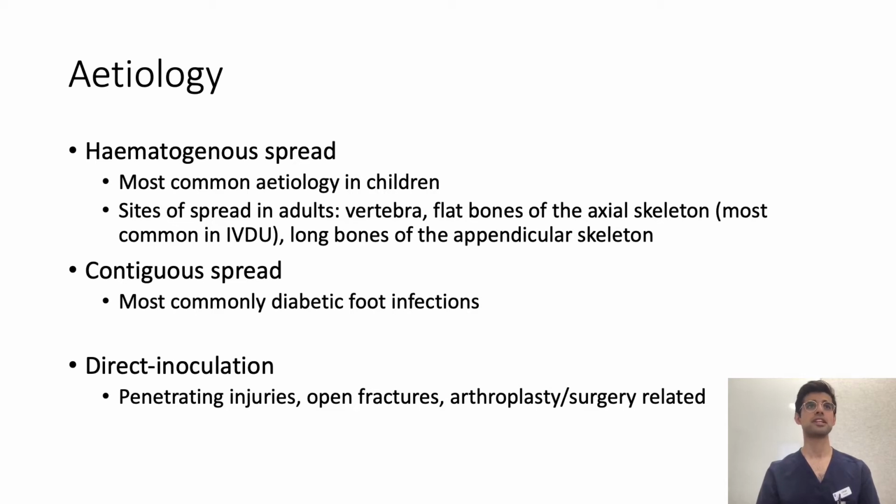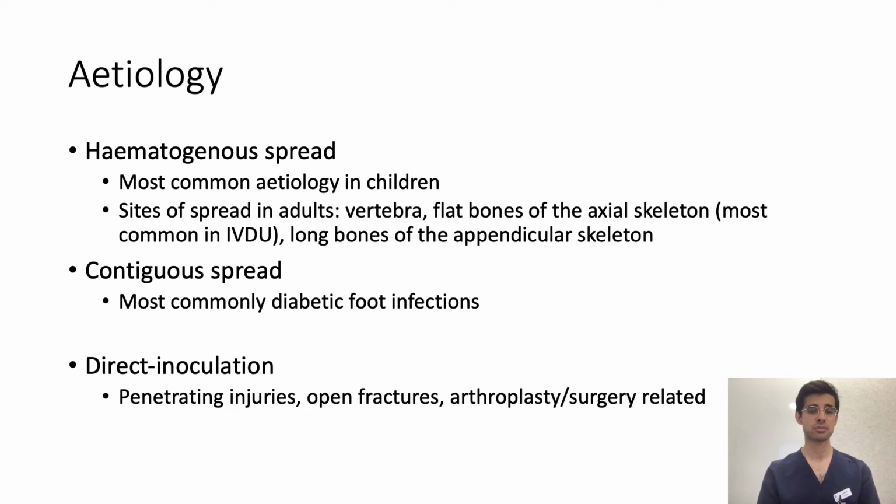So generally speaking, for an infection in the bone to occur, the infection needs to get in from one of two ways, either through the blood or by breaking the periosteum barrier to the bone. So the hematogenous route of spread is the most common way that a child gets osteomyelitis. It's less common in adults.